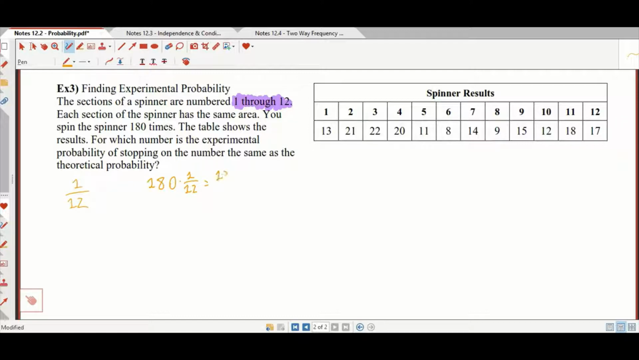That's the same thing as 180 divided by 12. This number multiplied by the probability should give me the expected value. So you can do 180 divided by 12, good job, Mr. P, 15. So you should expect to get 15, which is only this one that I can see, 9, because you got 15 nines out of the 180 spins. That's the only one that reduces to 1/12.